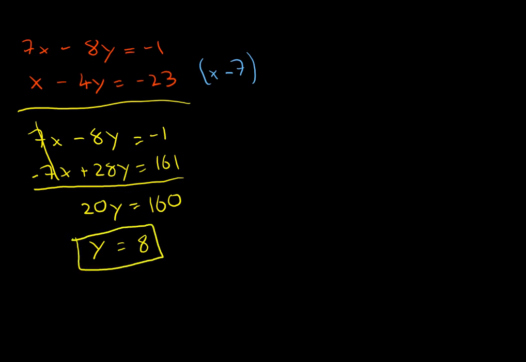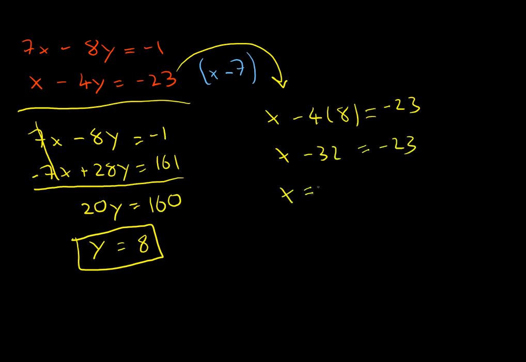And again, like the previous one, into either of the equations, I'm going to take the second equation this time, it doesn't matter which one. Sub in your value for y, so you have x minus 4 by 8 is equal to minus 23. x minus 32 is equal to minus 23. x is equal to minus 23 plus 32. So x is equal to 9. There are your values for x and y in that equation.